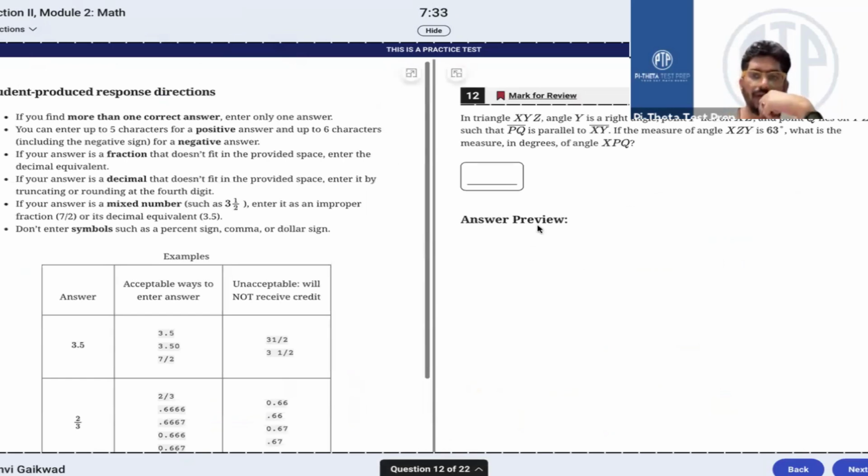Now in the triangle XYZ, Y is the right angle, and point P. Whenever you see a triangle question, jump onto drawing the triangle. They're telling us XYZ, Y is the right angle, and point P lies on XZ. This is Z. Point P is lying here, and Q lies on XZ. I'll take another color here, and PQ is parallel to XY. The measure of angle XZY is 63. This is 90, this is 90. And XZY is 63. What is the measure in degrees of XPQ? They are asking about this angle.